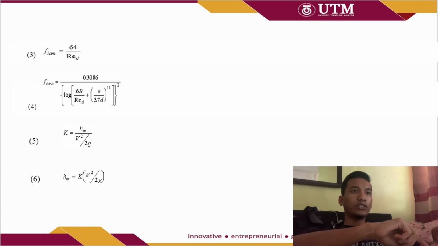So this is the equation. And the last one, the minor losses may also be expressed in terms of the velocity head once the loss coefficient has been determined. So this is the last equation for minor head losses.